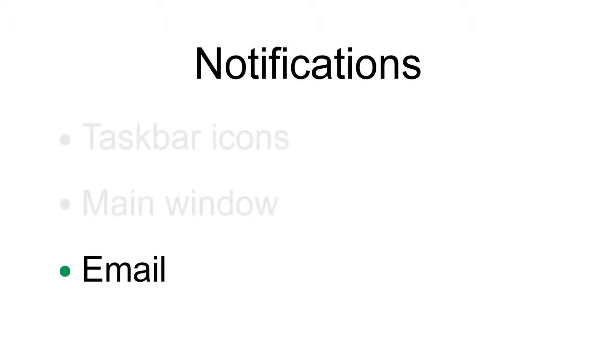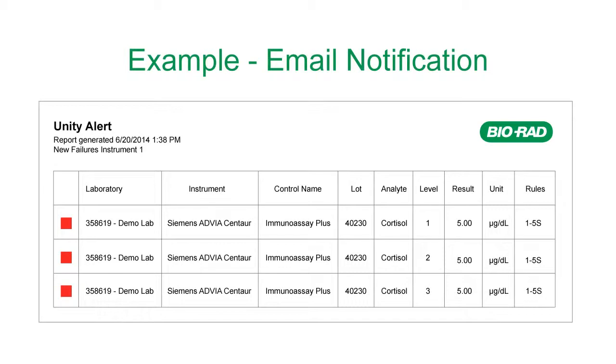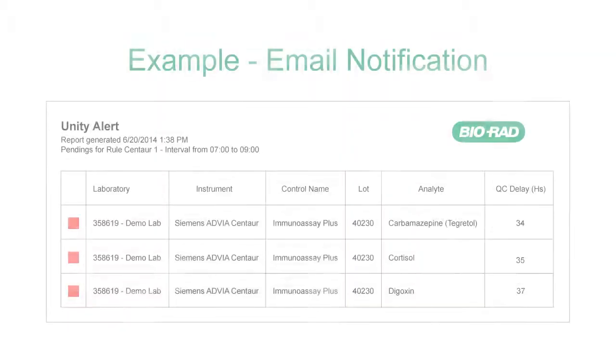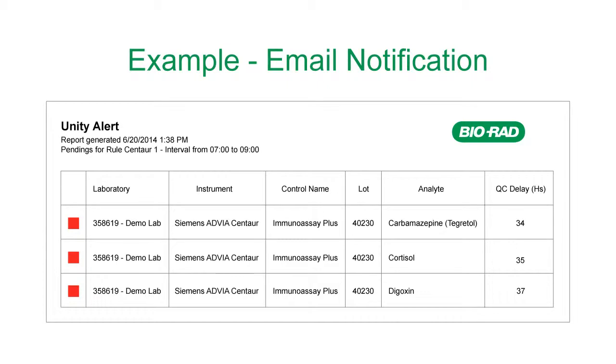Finally, Unity Alert can send email notifications. Every SPC rule's failure for the user-defined range of data is grouped into a new email. The email notification for analyzed data is sent at the end of every interval. You'll notice that there are 2 different email formats, one for analyzed data and one for pending data.